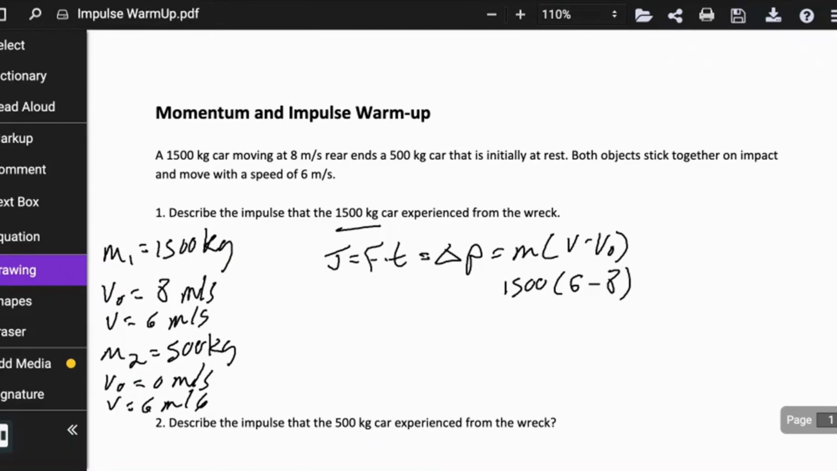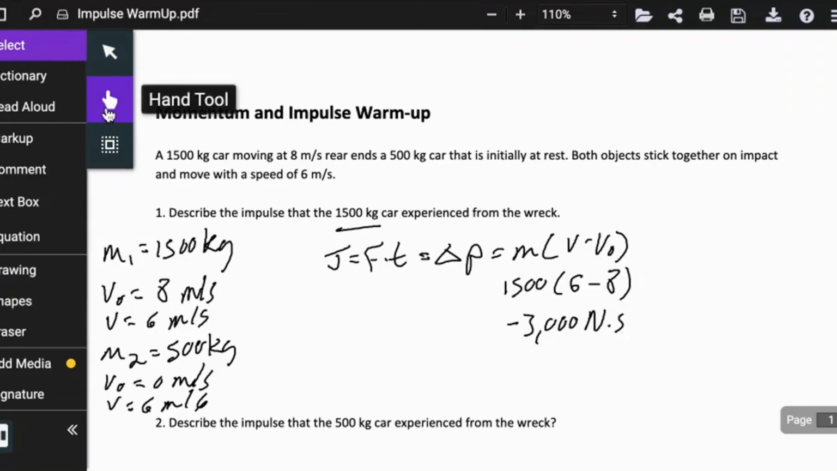6 minus 8 is -2. -2 times 1,500 will get us -3,000 Newton seconds. So the impulse, or change in momentum, same thing, is -3,000 Newton seconds.